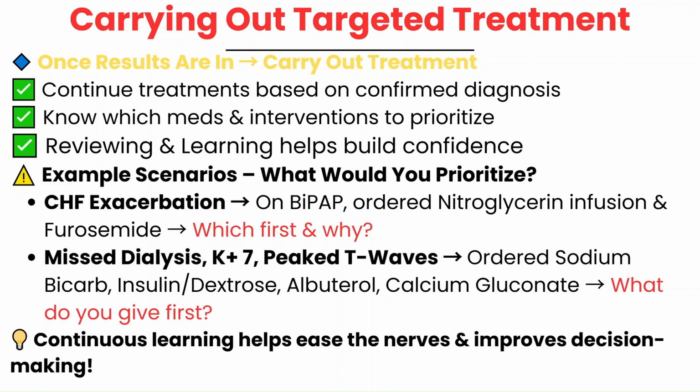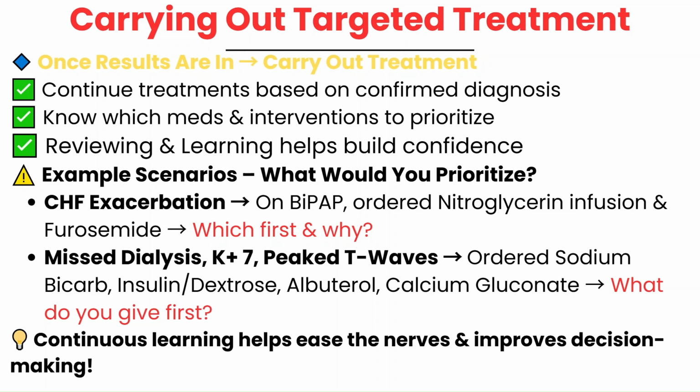Knowing the basics of treatment for common ER conditions is key, because when things get busy, you need to know what to prioritize. This is where reviewing, learning, and experience will make a huge difference. For example, let's say your patient comes in struggling to breathe due to CHF. They've been placed on BiPAP by the RT and the providers ordered a nitroglycerin infusion and furosemide. Which one are you as the nurse going to prioritize giving first?